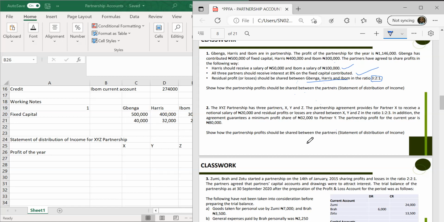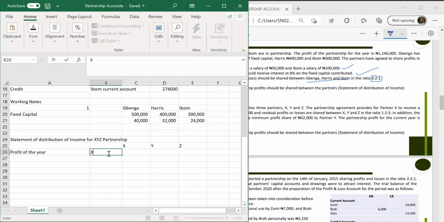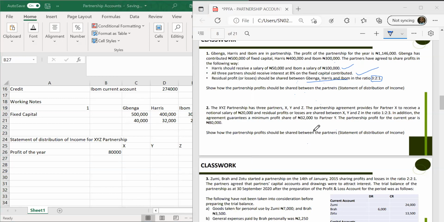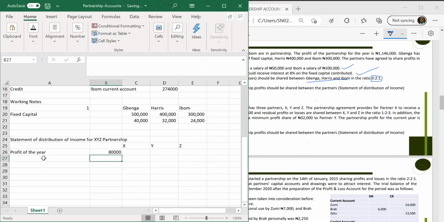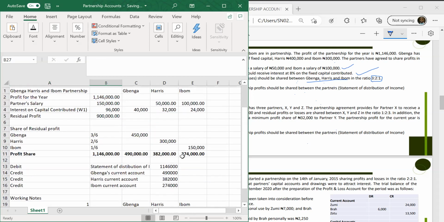I can decide to be solving these things for you, but you know, it won't really make sense. So don't take me asking you to participate. 80,000. 80,000, please participate, please. 80,000. So what next after this? What do we do next? The partner salary. Okay, so we do the salary. Partners salary. How much is the partner salary?